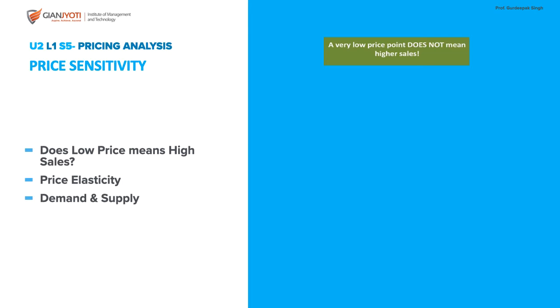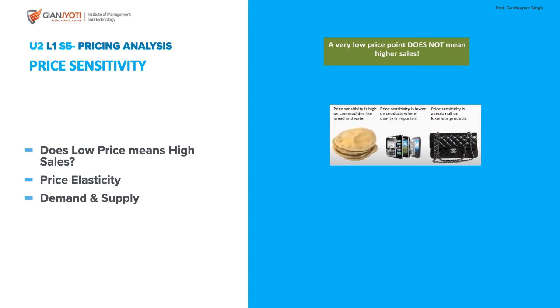A very low price point does not mean high sales, and that is what is price sensitivity. Now the price sensitivity is high on commodities like bread and water because these are daily consumption items. You can't survive without that. So it is very elastic. That means if I lower the price, the sales will go up. So it is very price sensitive.